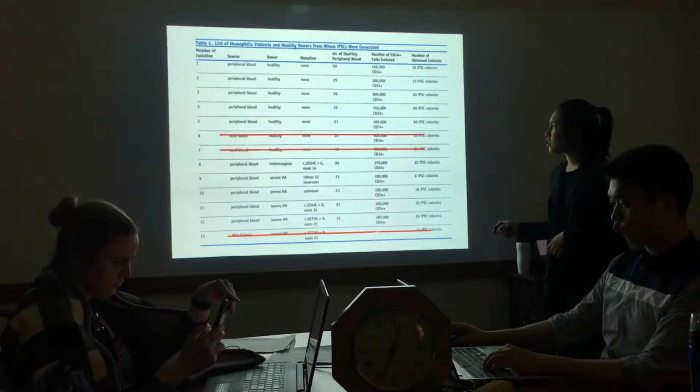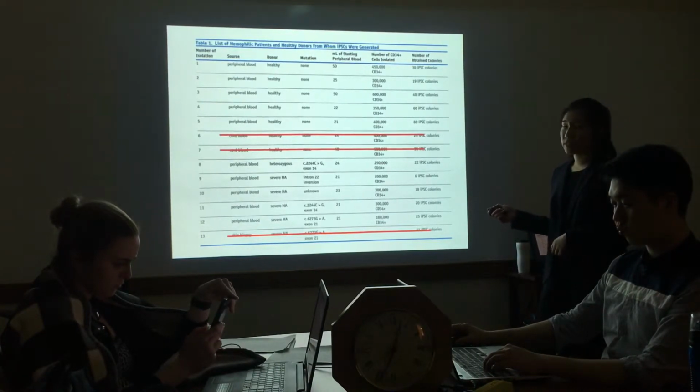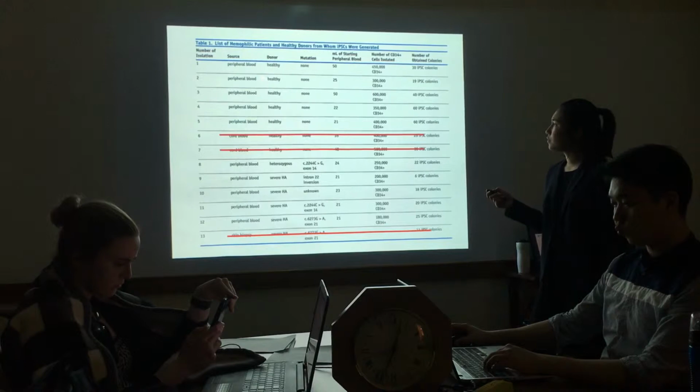This is the list of the subjects that were used in this experiment. We used 5 healthy donor bloods, 1 heterozygous blood, and 4 hemophilia A patient bloods.